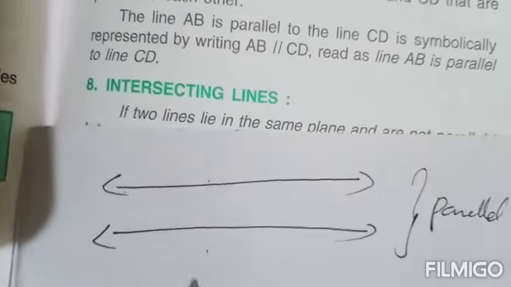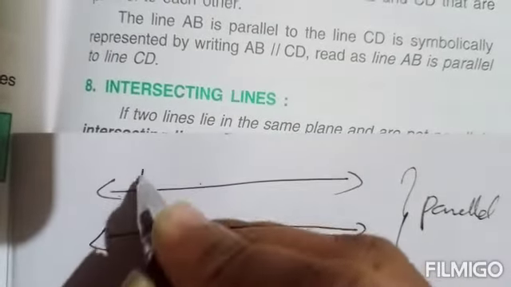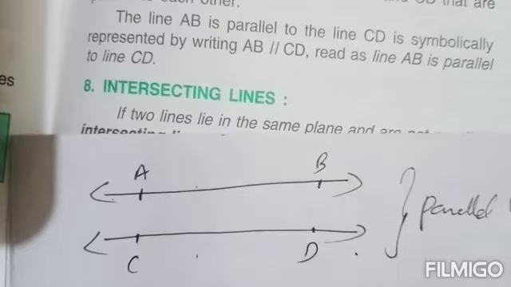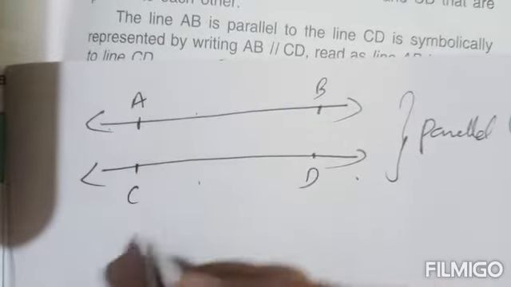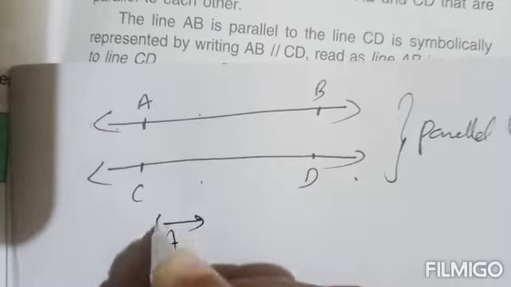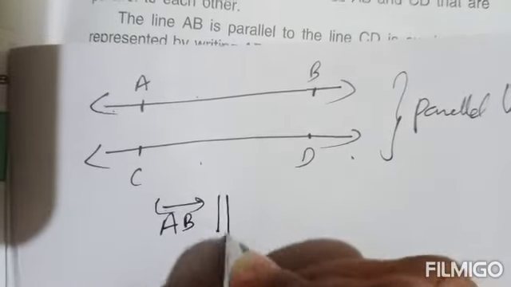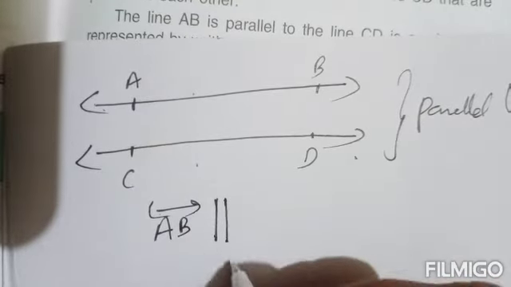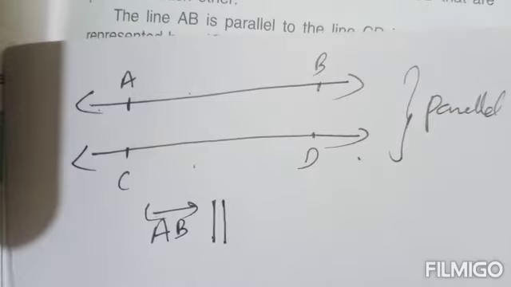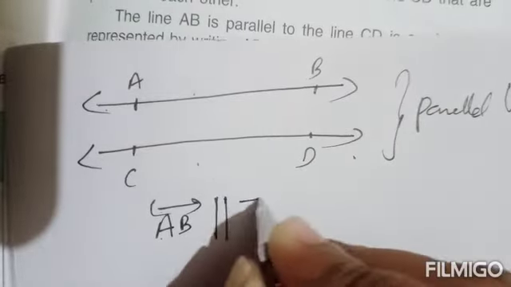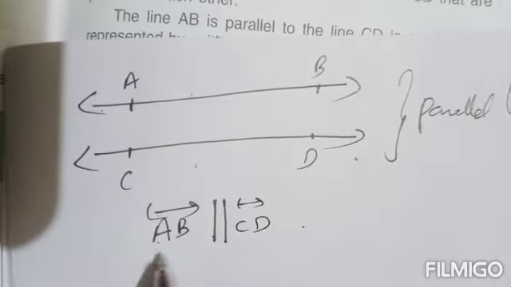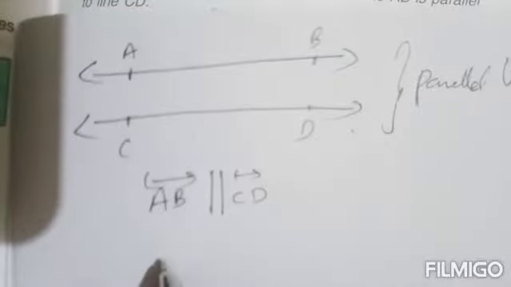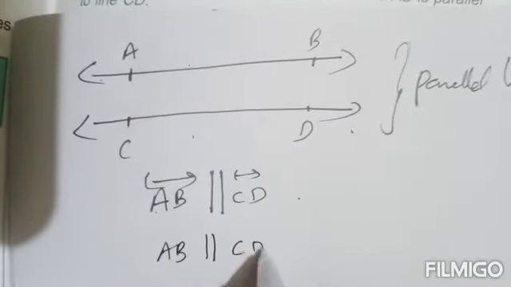Now how can we write symbolically? We can represent parallel lines. Let this be line AB and let this be line CD. Okay, so AB is parallel to CD, then we can write like this: line AB parallel to line CD. This is the sign for representing parallel lines. Symbolically we can represent like this, or AB parallel to CD. In this way also we can write AB parallel to CD.